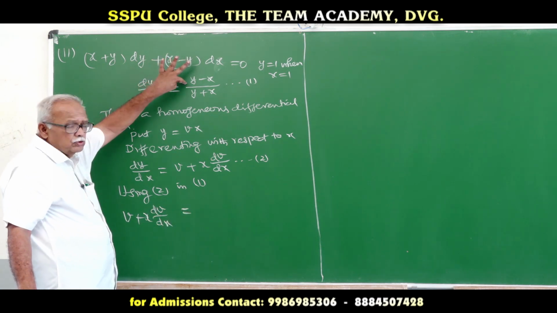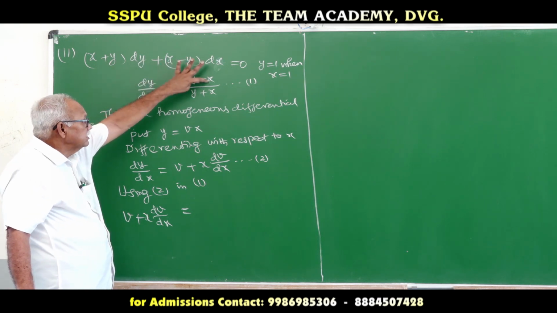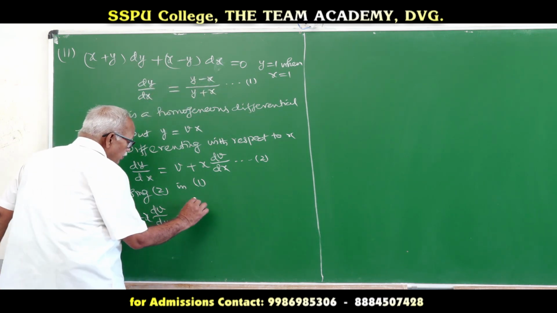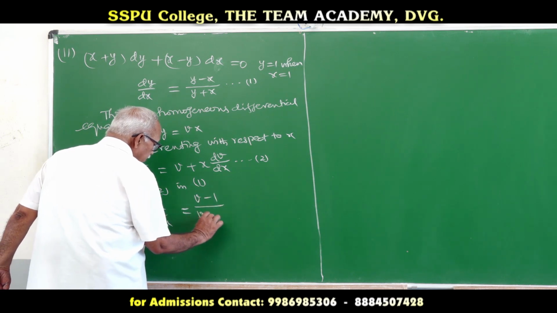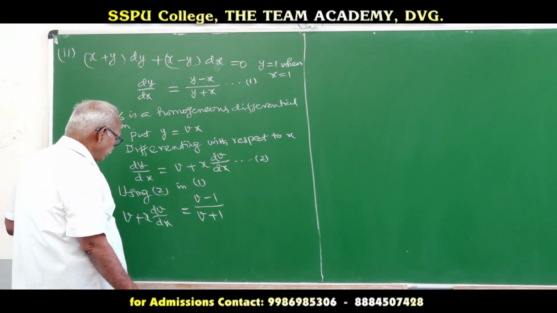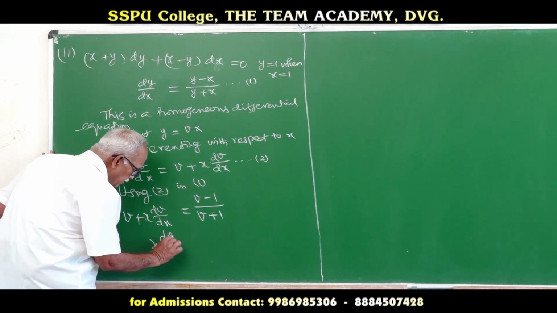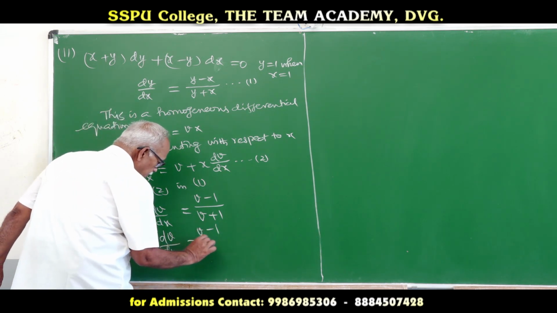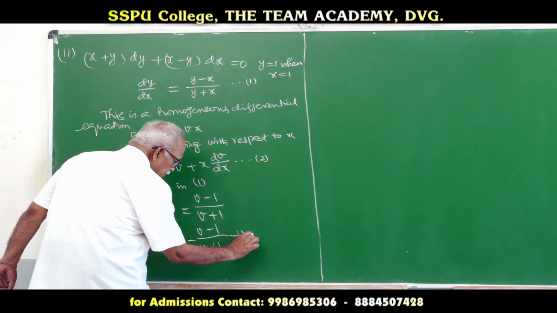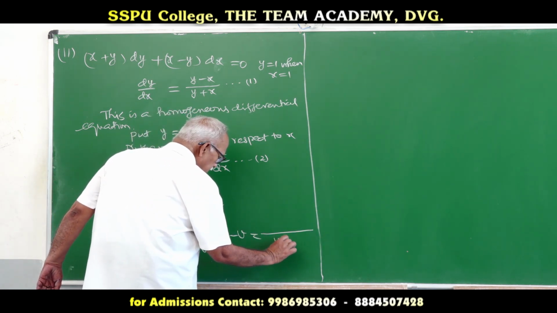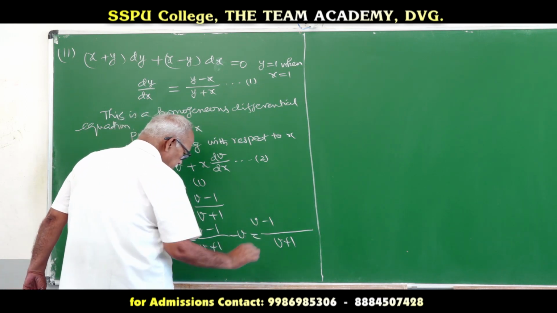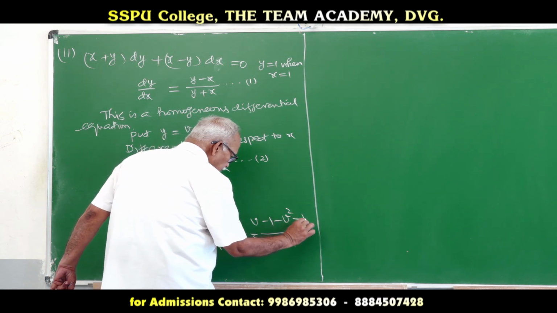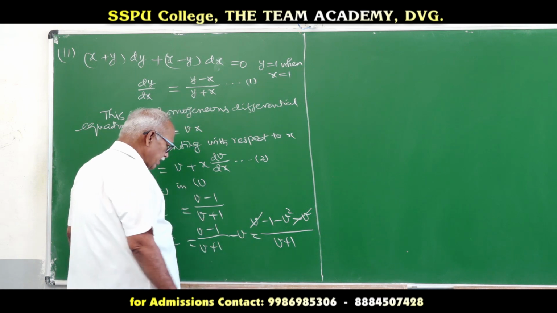equals: here we have to put y is equal to Vx. So, x can be taken out. Here also y is equal to Vx, x can be taken out, v plus 1 it will be. So, (v minus 1) divided by (v plus 1). Now, simplify this. X dv by dx is equal to (v minus 1) by (v plus 1) minus v. So, this can be simplified like this: v minus 1 minus v square minus v. So, minus v plus v cancels.